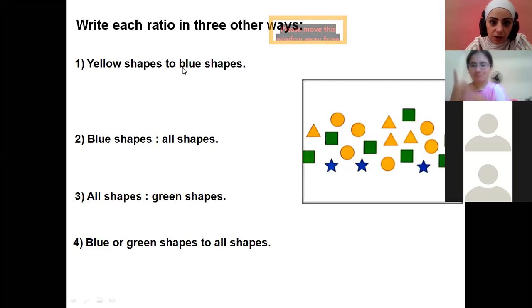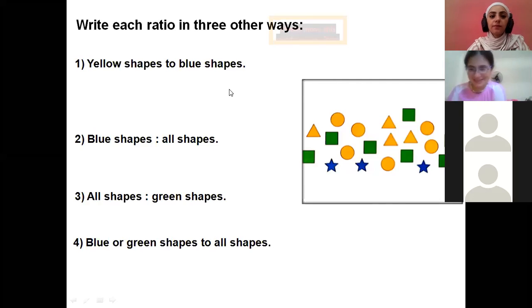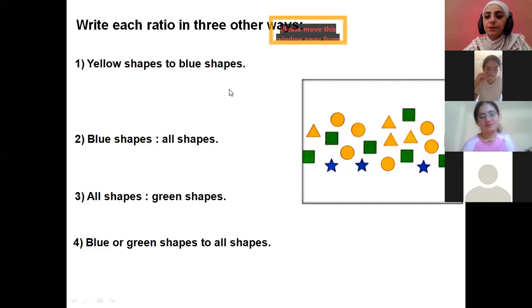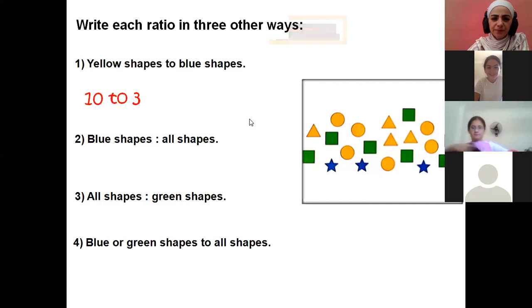Now here we have more questions. Yalla, very quick. Leen Abu Sabbah. Yes, Leen. The first one: yellow shapes to blue shapes. Okay. 10, and 1, 2, 3, 4, 5, 6, 7. 10 to 7. Do you have 7 blue shapes? No, 3. 3 blue shapes, yes. I counted the green. Yeah, I know that you counted the green. So it's 10 yellow to 3 blue.